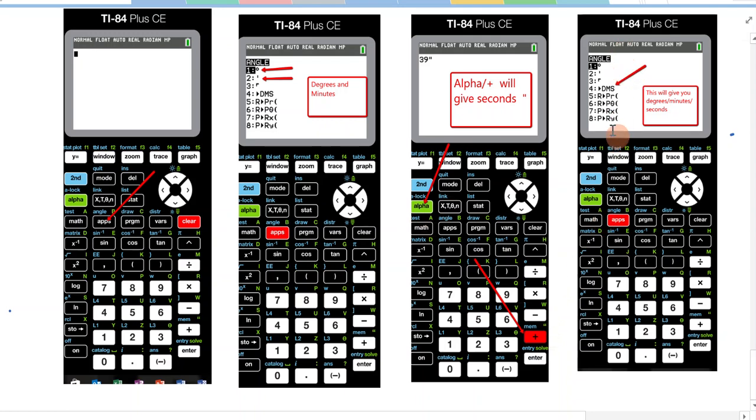Also in this same menu, if you have something in decimal, but you want it in degrees, minutes, seconds, you can put the angle in and then come here to second angle and hit DMS. And so that will get you going on at least the lecture note part for 1.1.